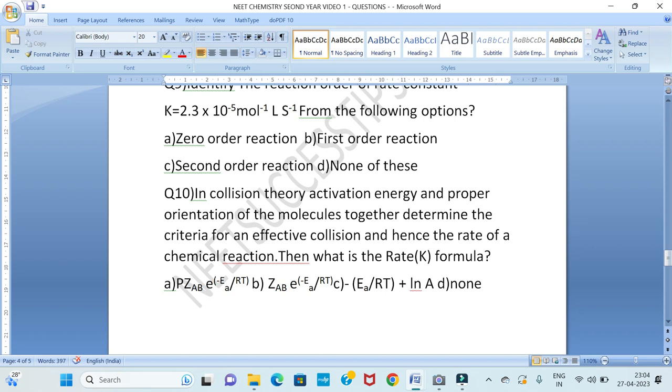Subscript, Z, A, B. Next, e to the power of E. My name is Ippa Srinivas, so like that you can remember: Ippa, E, E. Rate, R, T, like that. E subscript A by RT. So, e to the power of minus E A by RT is the answer.